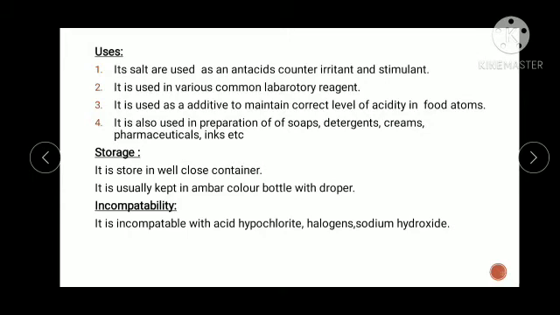Next point is the storage. It is stored in a well closed container. It is usually kept in an amber color bottle with a dropper. Next point is the incompatibility. It is incompatible with acids, hypochlorites, halogens and sodium hydroxide.